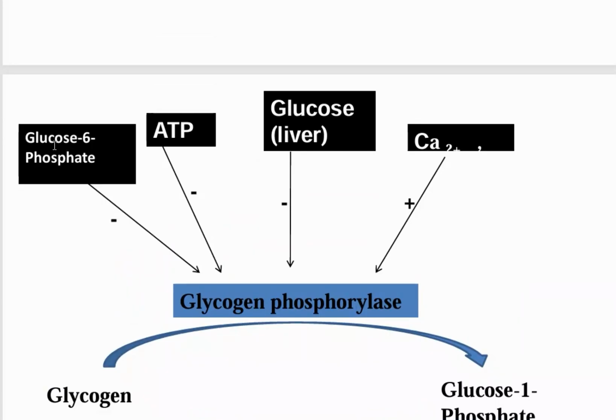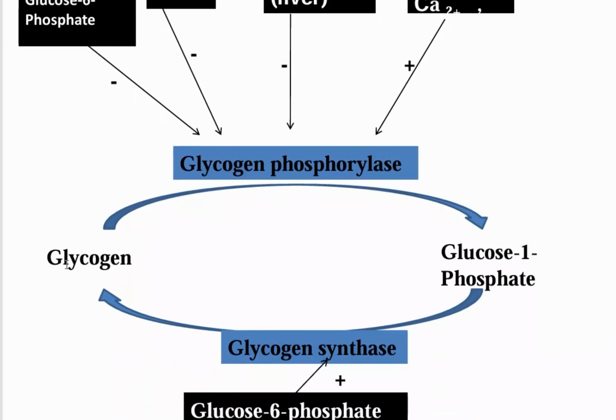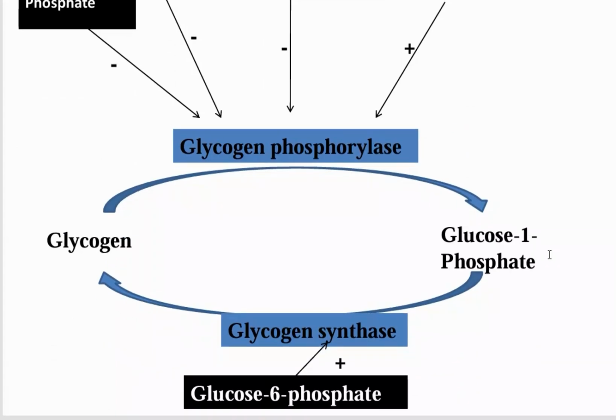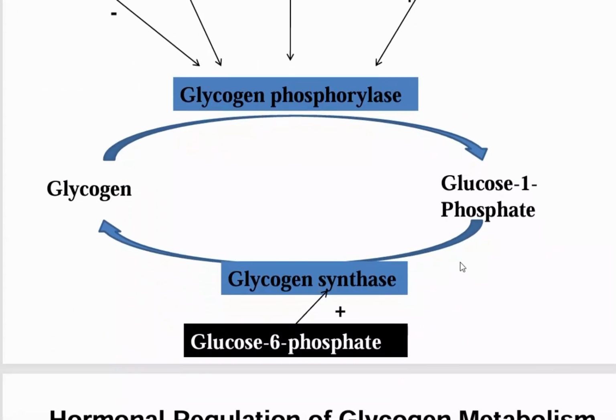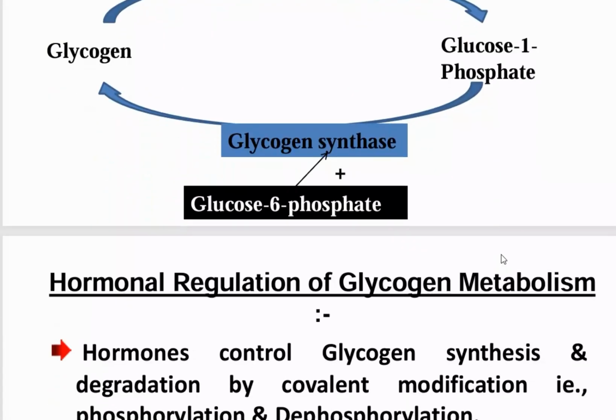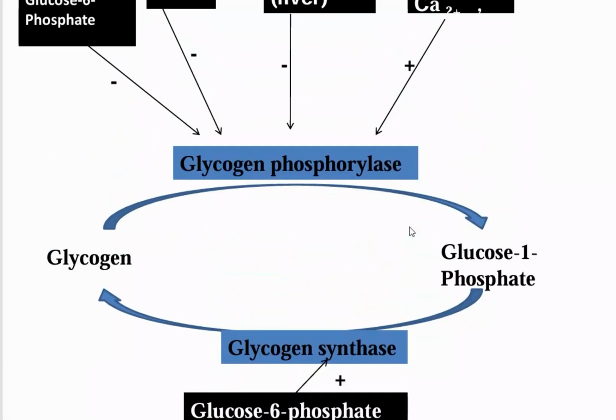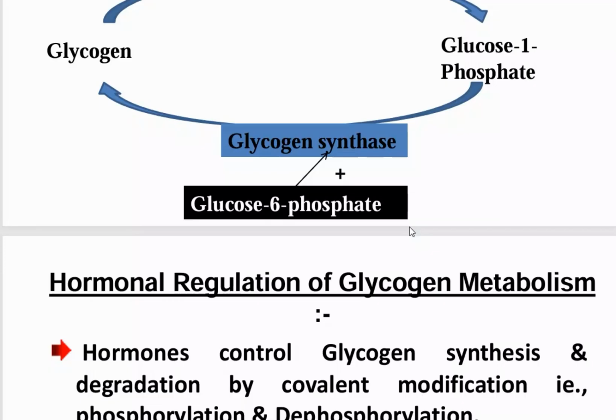actual markers like glucose 6-phosphate, ATP, glucose, and calcium ions that have a role in the conversion of glycogen to glucose 1-phosphate. And on the other way, glucose 1-phosphate will be converted to glycogen in the glycogenesis process. At that time, glucose 6-phosphate has a tremendous role, and it can combine with glycogen synthase to form glycogen molecules from glucose 1-phosphate. So this is the first regulatory pathway of glycogenesis and glycogenolysis.